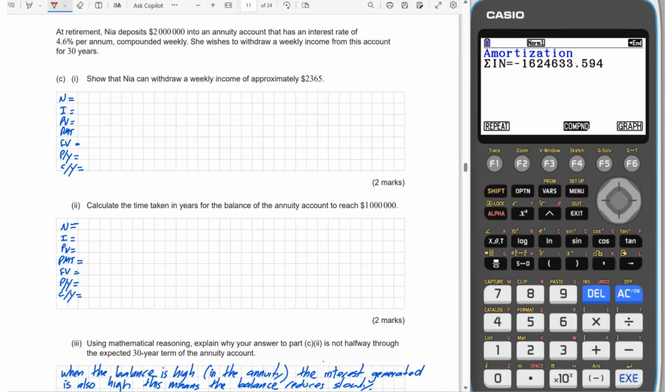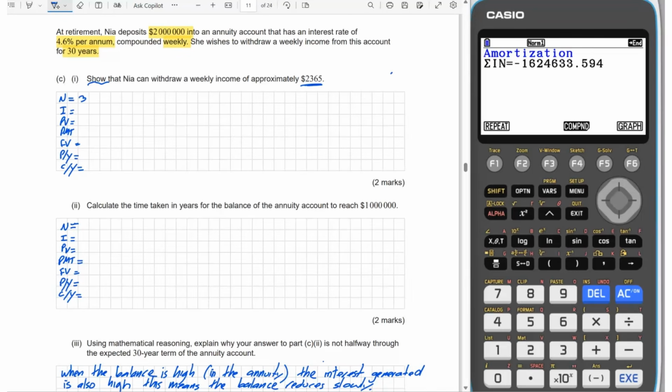If we're flipping the page, Nia is now at retirement, and she's got $2 million in her annuity account, and she's got an interest rate of 4.6% per annum, and it's going to be compounding weekly. And she's also going to withdraw weekly from this account for 30 years into her retirement. So we've got another "show that" question. So we're going to show that Nia can withdraw a weekly income of this figure here. So this is our payment that we're actually trying to find.